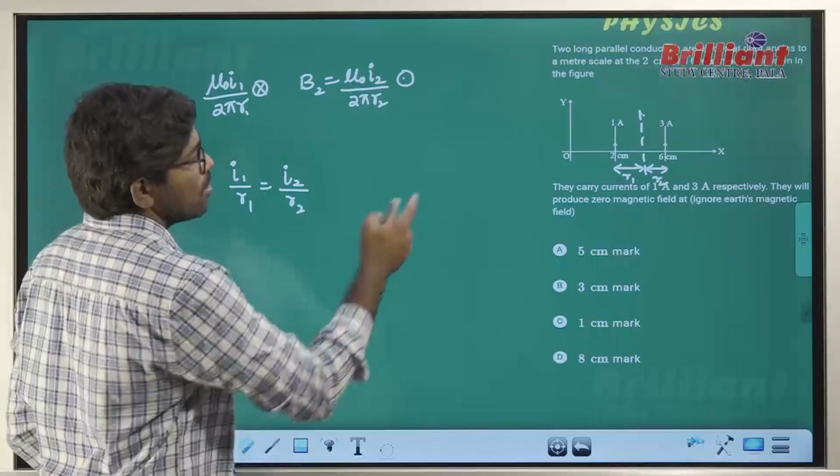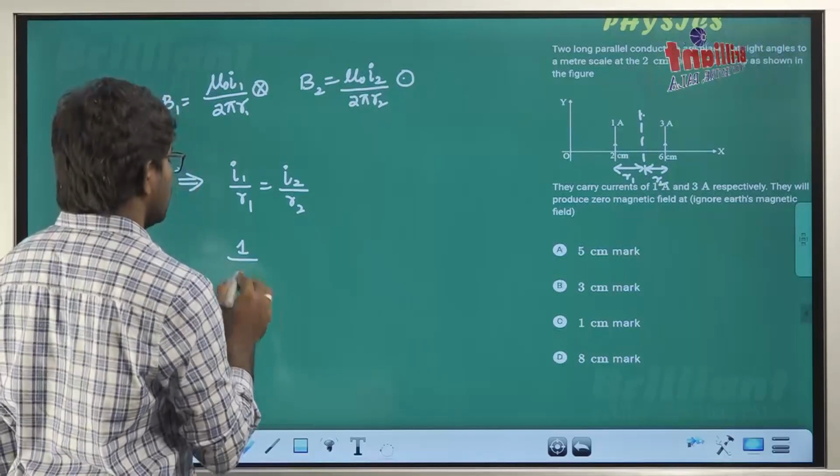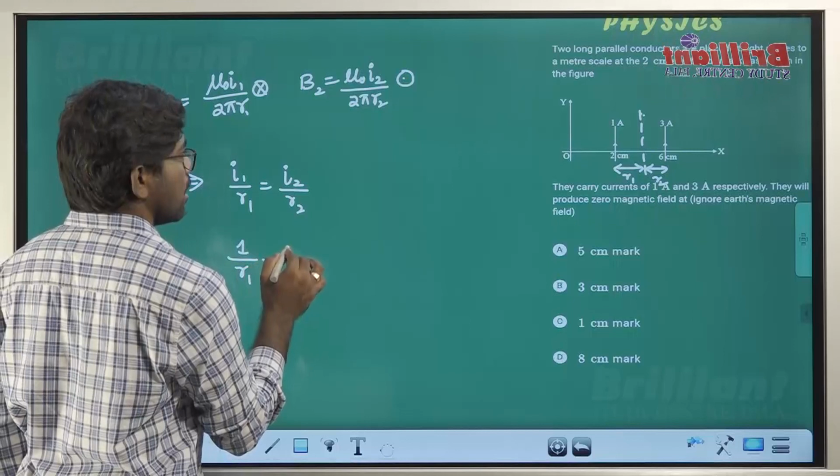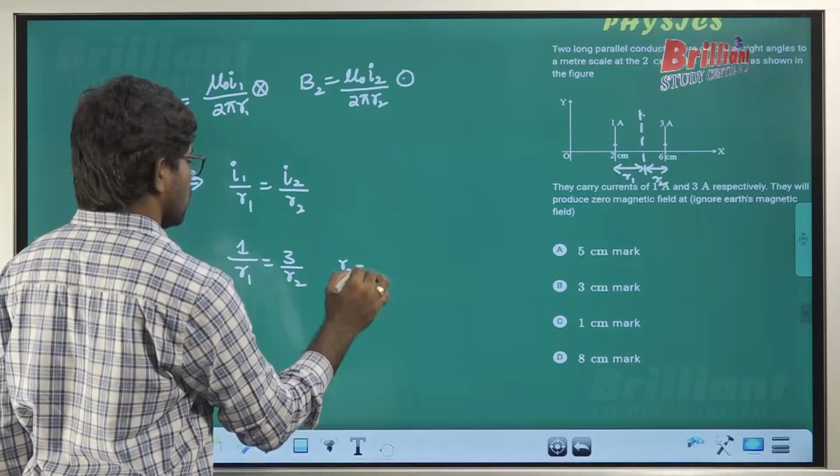Chalo. I1 is 1. What about R1? R1 is R1. Okay, write it. Then I2 is 3 by R2. It means your R2 equals 3R1.